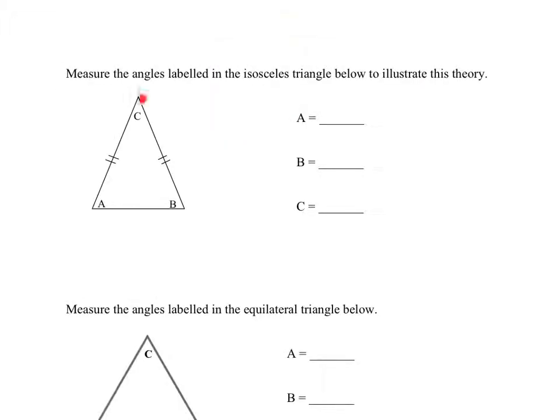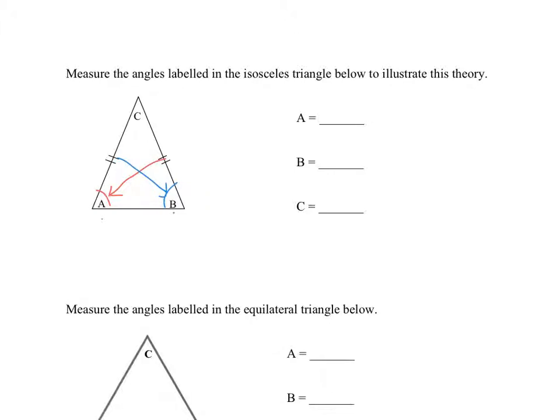Here we have an isosceles triangle. It's identified because these lines both have two little lines indicating that they are equal to each other. So we look at the angles opposite each identical length, and those two are going to be identical. So angle A is equal to angle B.